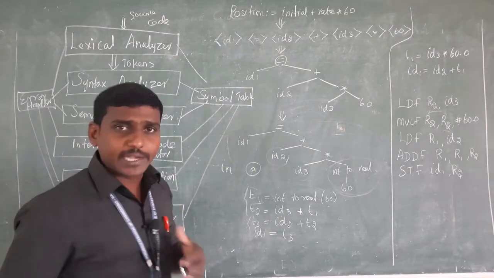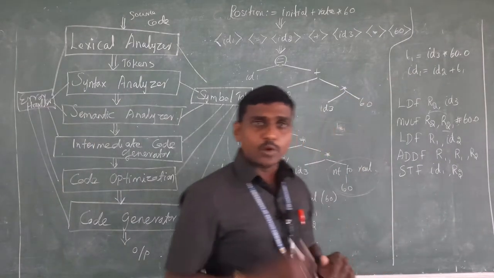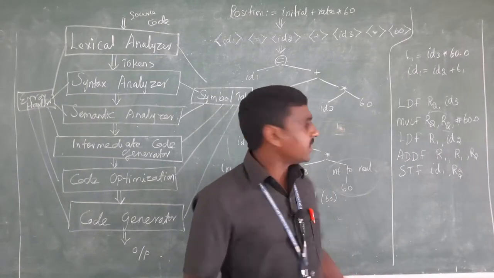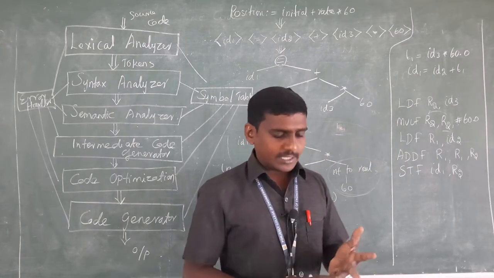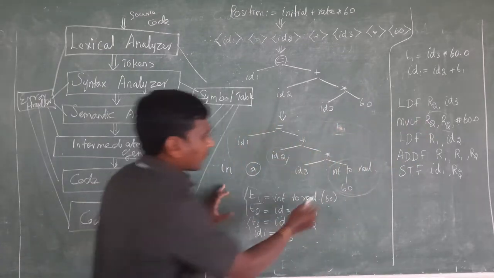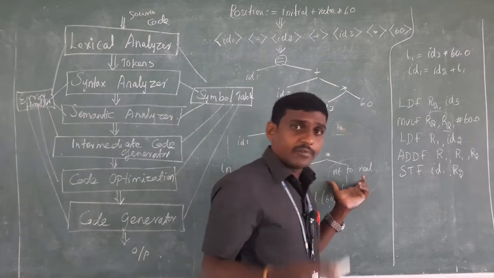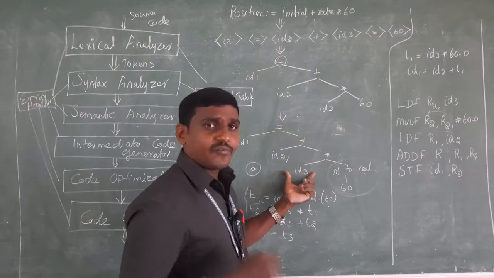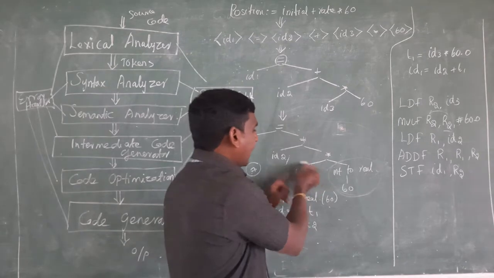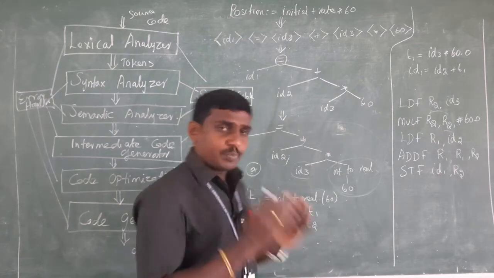What is the use of the code generator phase? It is used to convert intermediate code into assembly code, mnemonics code. We studied this assembly code in the microprocessor subject: add, multiply, subtract, etc. So how is it converted? Here int to real of 60 is the given number, and ID3 is a variable that the programmer has given. The value should be moved into a register. You remember this concept from microprocessor.